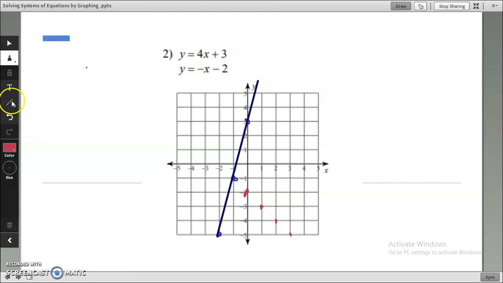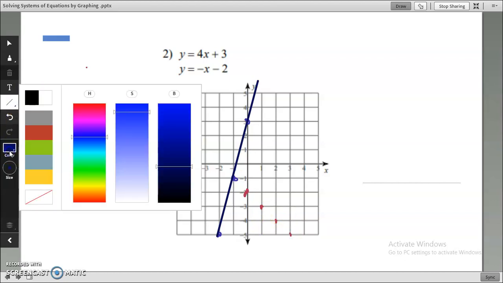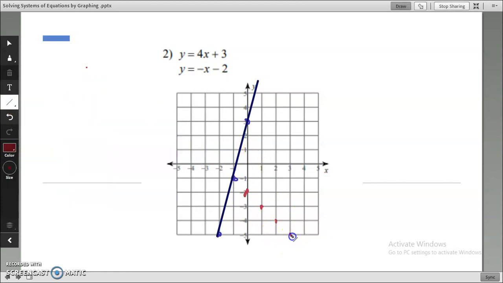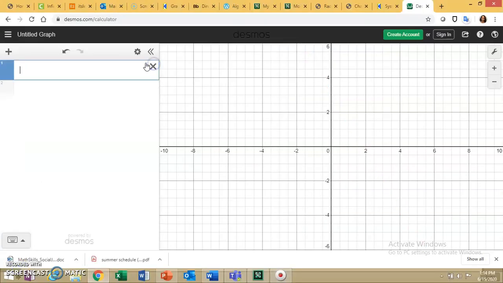Okay, then I'm going to change the color here, and my line looks like it crosses right there at -1, -1, excuse me. We're going to check it out to see if we did this correctly by using our tools. So I'm just going to close that out.